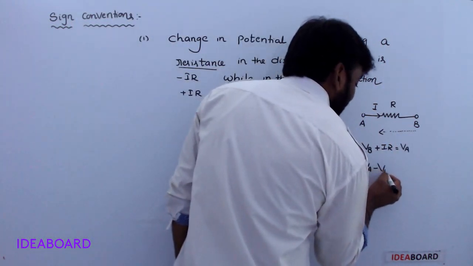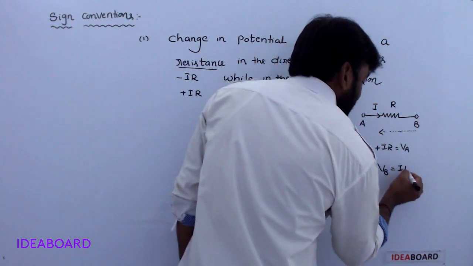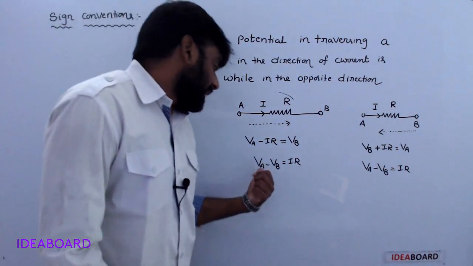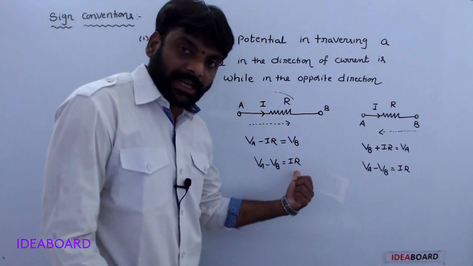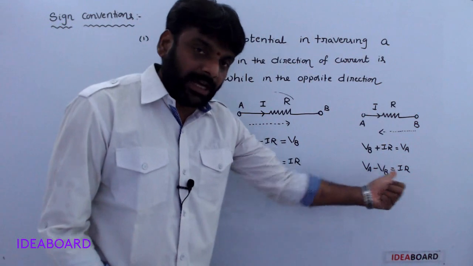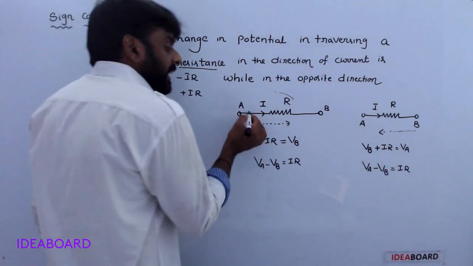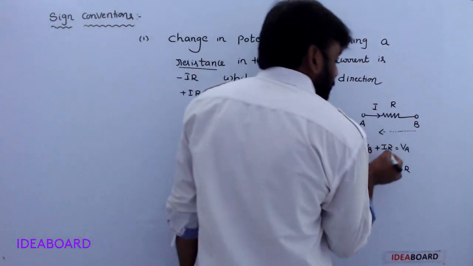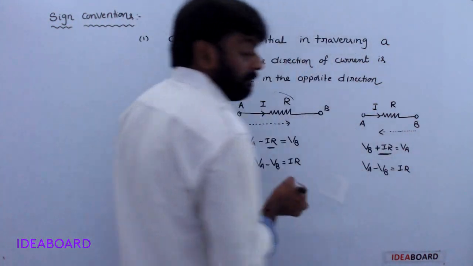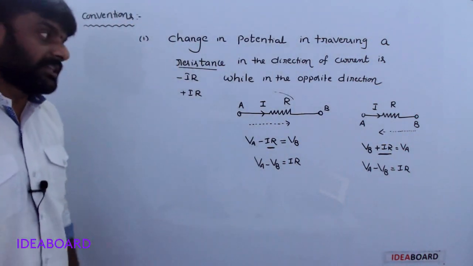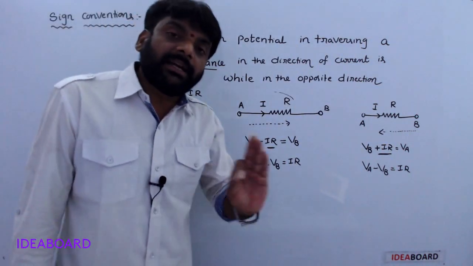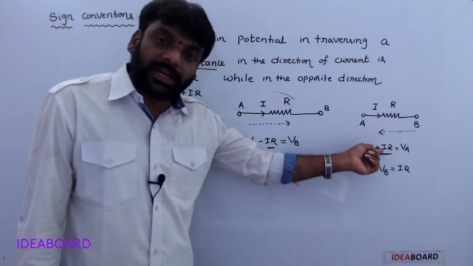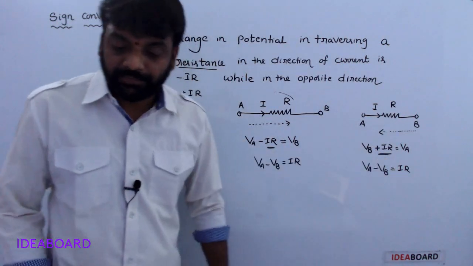VA minus VB is equal to IR. See, here VA minus VB is equal to IR. Once again, along the current direction, you are taking minus. Opposite to the current direction, you are taking plus. Don't forget this one. Along the current direction, you are taking minus. Opposite to the current direction, you are taking plus. Okay.